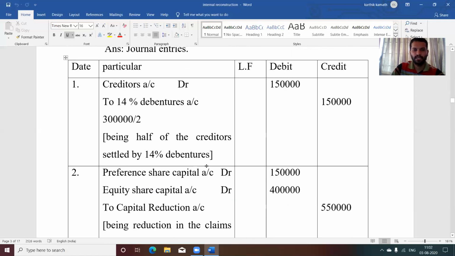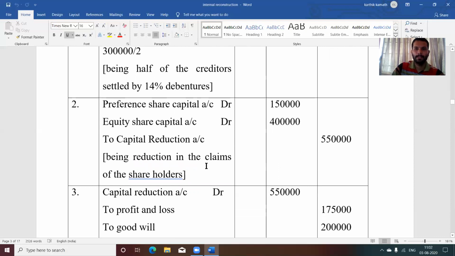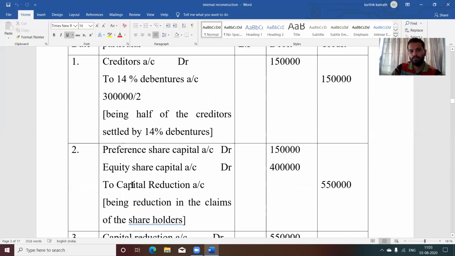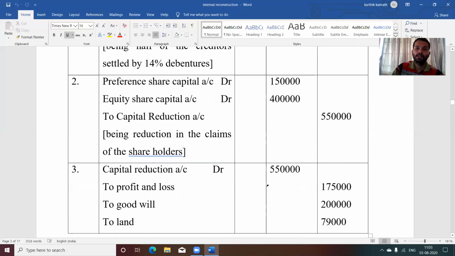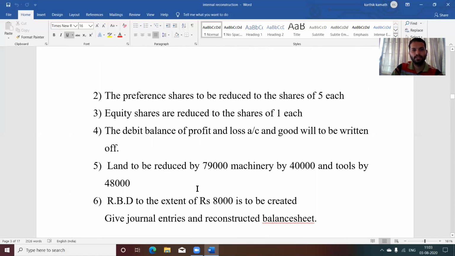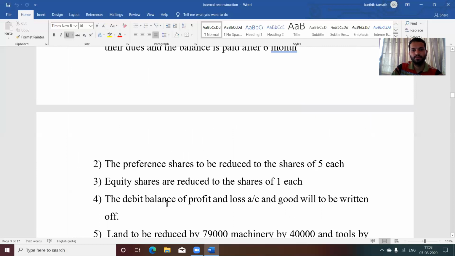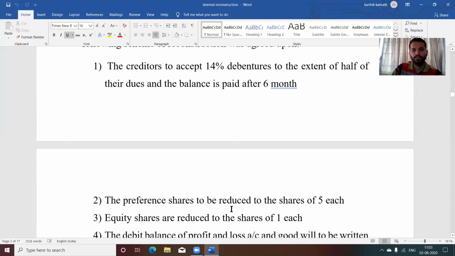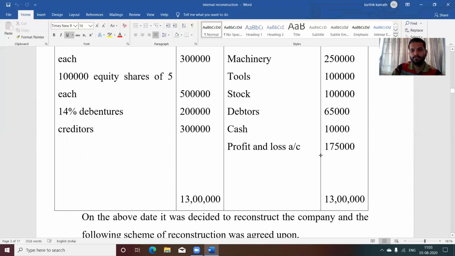Then after passing these entries, the final journal entry is for settlement of fictitious assets, and all other assets are set off or written off. How to write off? Using the credit balance of capital reduction account. So if you see, only one amount is given here, that is 5,50,000, capital reduction account debit to profit and loss account, as given in the adjustment: debit balance of profit and loss account and goodwill is to be written off. Debit balance of P&L, if you see here, is 1,75,000.